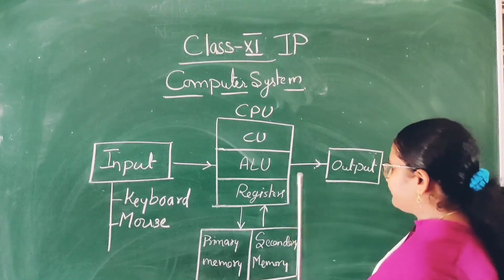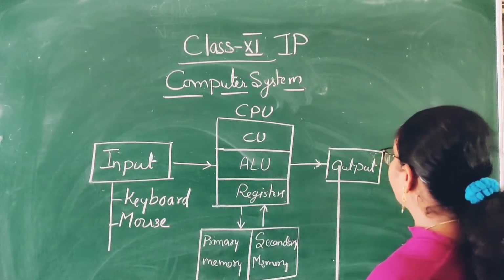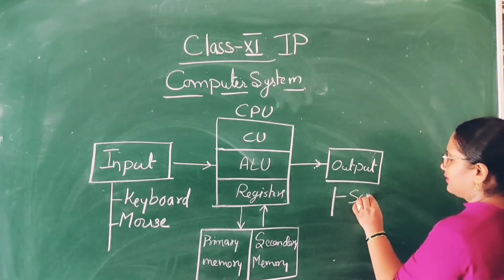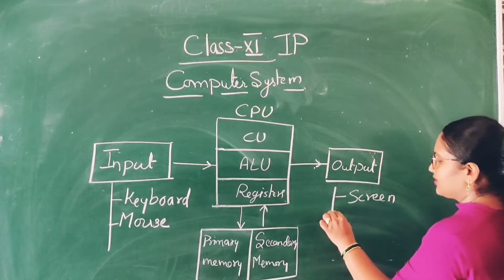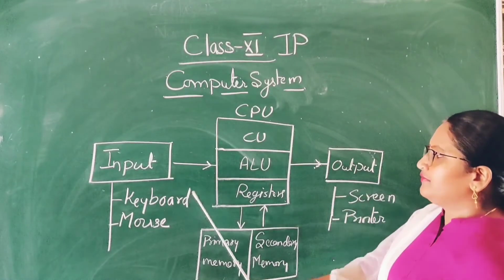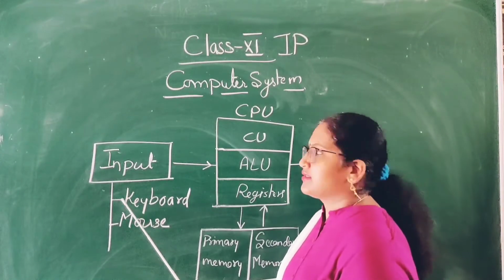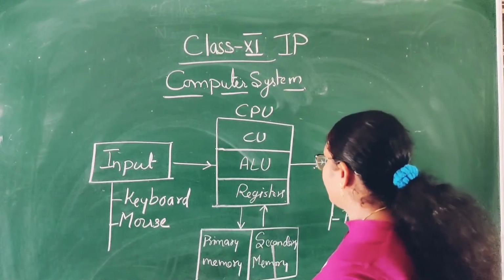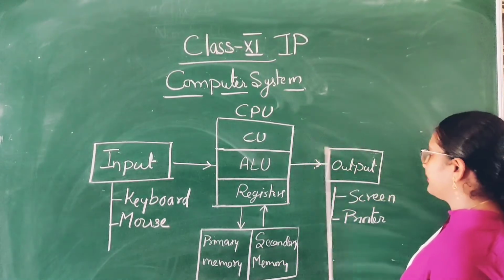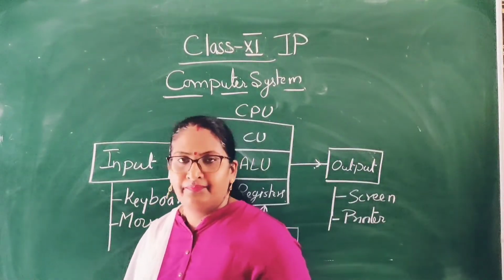Then it gives back and uses the output. Output is your screen. Next is your printer. Suppose I give input through the mouse to open a file stored in your hard disk. It will go to the registers, take the file from the secondary memory, and I want to print that. I have given the command for printing. First it will display on the screen and next it will print your file.